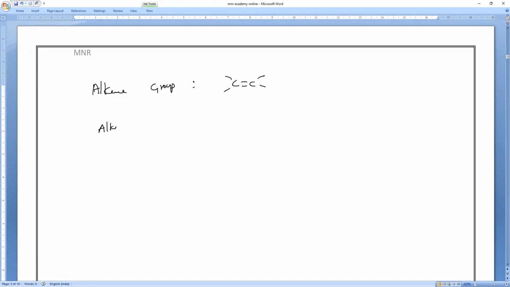Next, alkyne. Alkyne means what, guys? All of you. Alkyne means a triple bond. This is also considered a functional group. If a double bond is there, we say alkene. If a triple bond is there, we say alkyne.